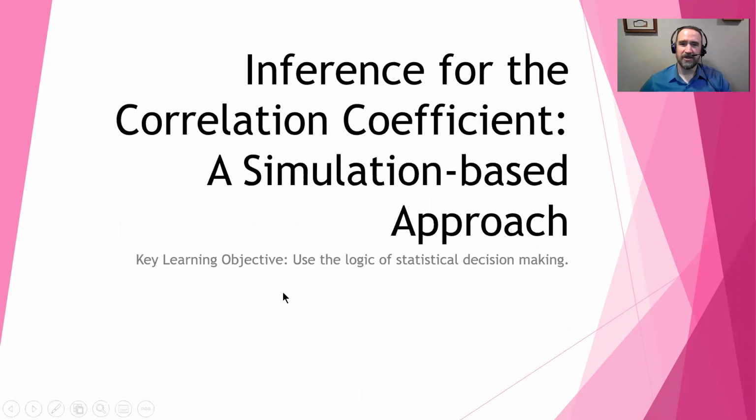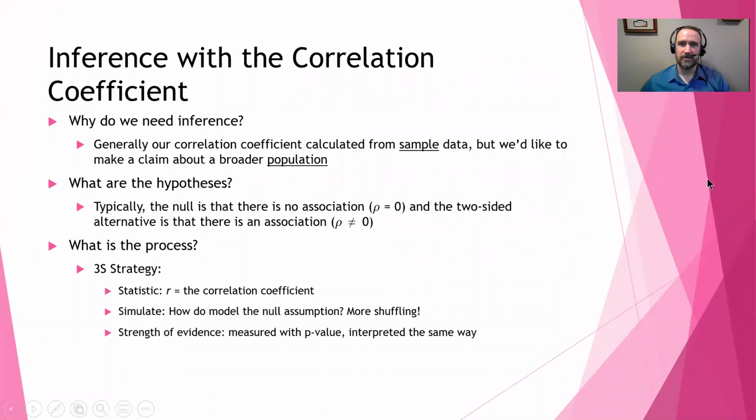Our key learning objective is going to be to use the logic of statistical decision making. Whenever we're doing inference, we use the same logical approach. We set up hypotheses and test the hypotheses against the data we saw, or we calculate a confidence interval. And so we'll talk about doing a hypothesis test with the correlation coefficient.